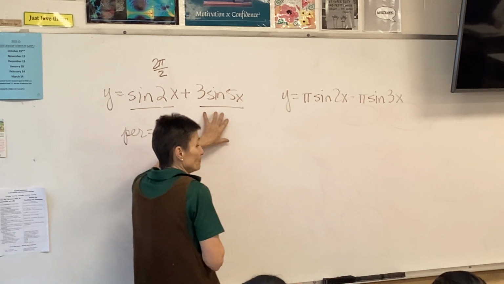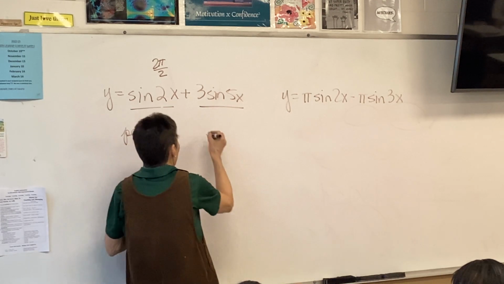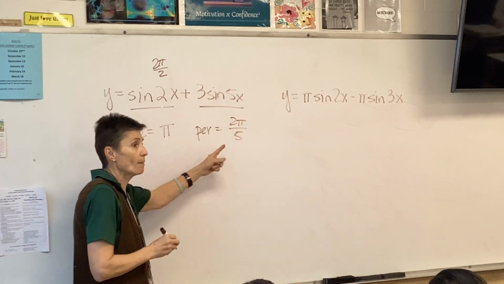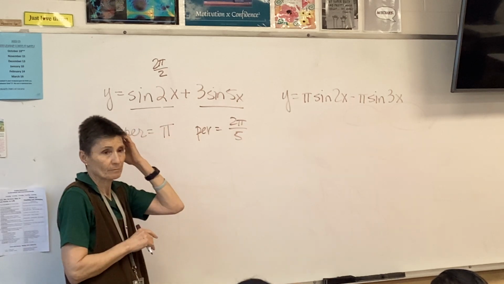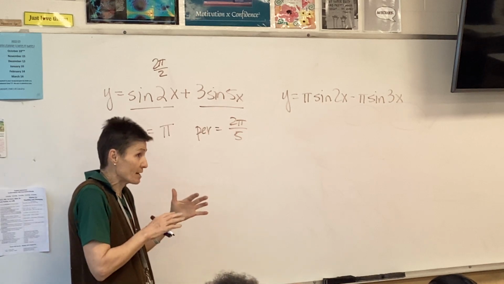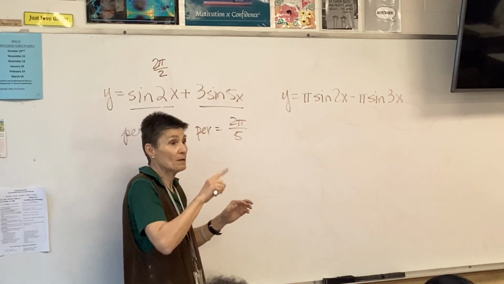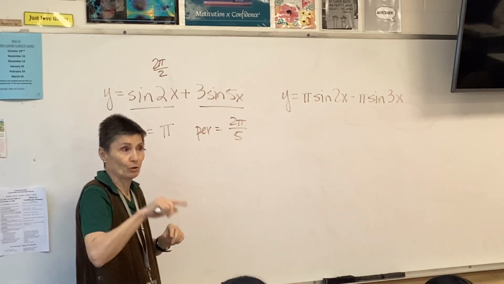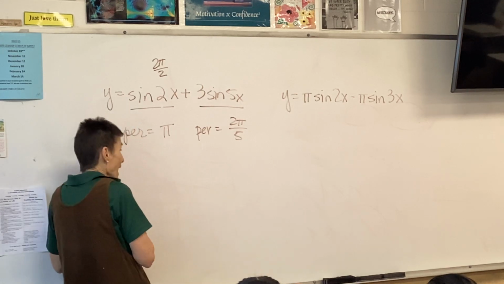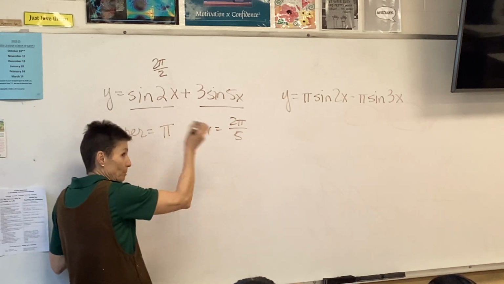What about this one? Standard period is 2 pi, but we have divided by 5. Now these 2 numbers do not match, right? Correct. So this is not a sinusoid. If you were to graph this on your calculator, it would have periodic behavior, but it would not look like a sine graph. Okay? So it has periodic behavior. We need to find the period of the problem.